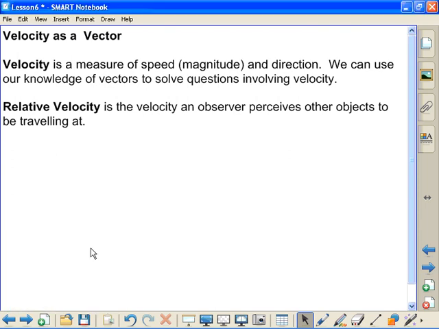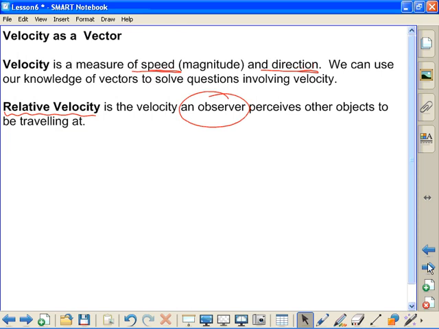All right, velocity is a vector. We talked way back when we were talking about vectors versus scalars that velocity is a measure of speed, so a magnitude, and direction. So it's basically how fast you're going and in what direction. We're going to be using that, and I'm going to show you how vectors apply to velocity. One of the key topics here is what we call relative velocity. Relative velocity is how fast you, as the observer, perceive an object to be traveling.